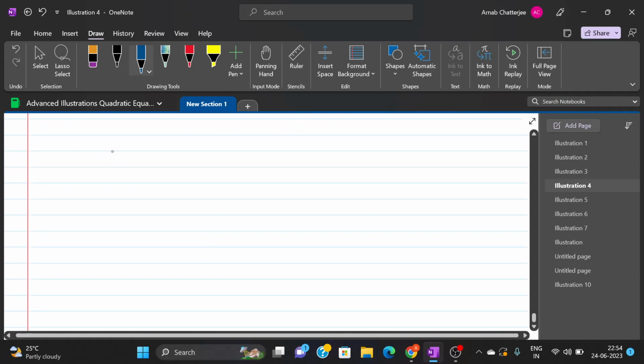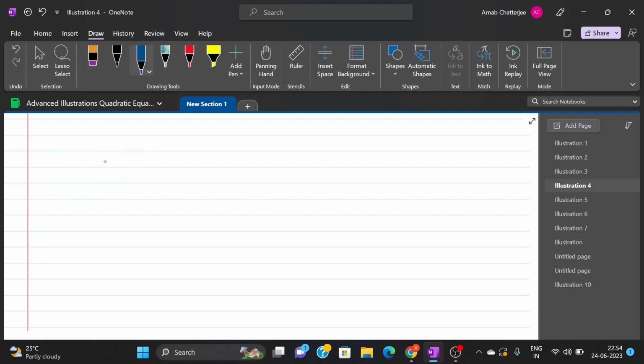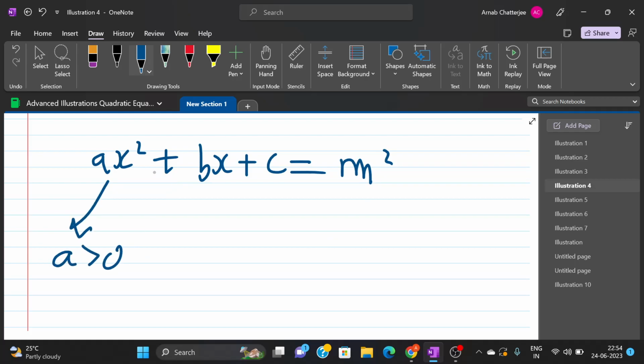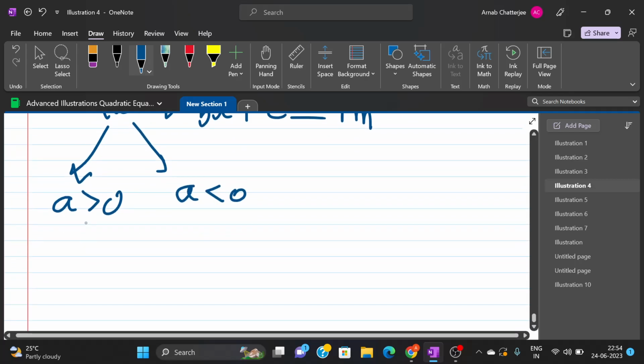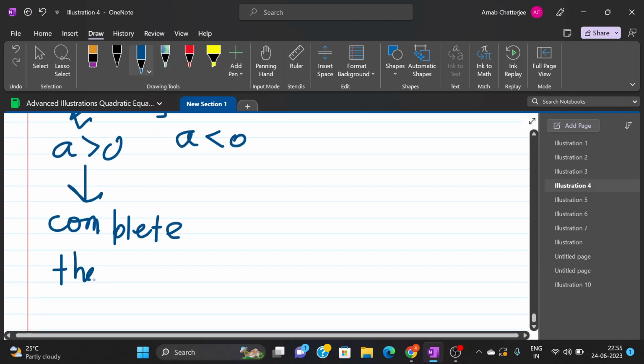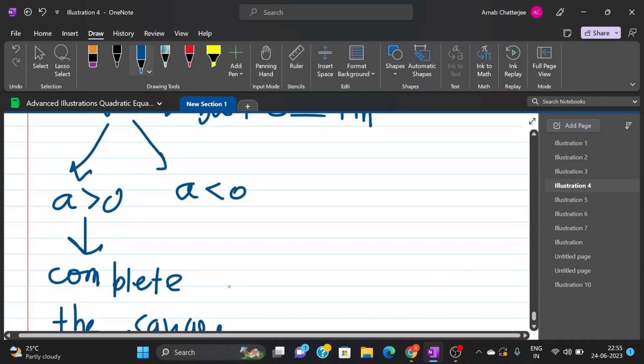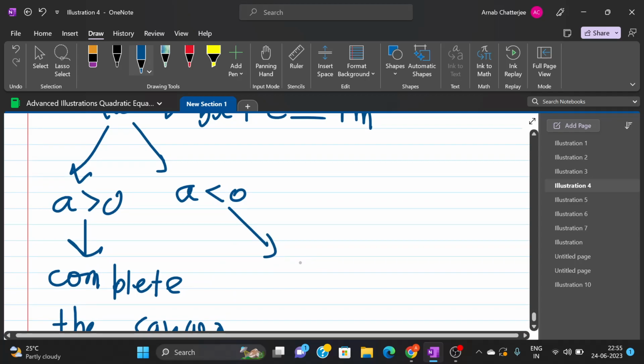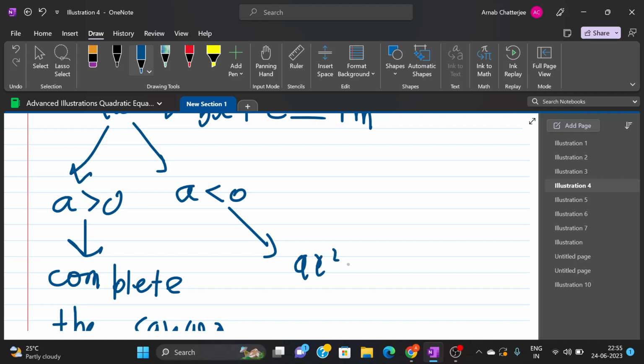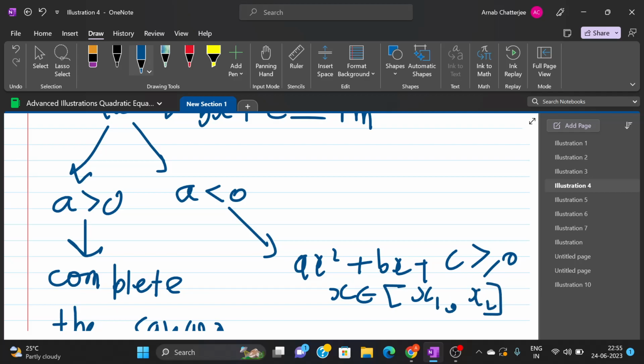So what is the key takeaway? Whenever you have an expression of the type ax square plus bx plus c and you have to make it a perfect square, then two cases arise: a greater than 0 and a less than 0. If a is greater than 0, then we always complete the square and then use a square minus b square. And if a is less than 0, then we use that ax square plus bx plus c should be greater than or equal to 0, so x will basically belong to between the roots of the equation. So this is how we deal with this variety.